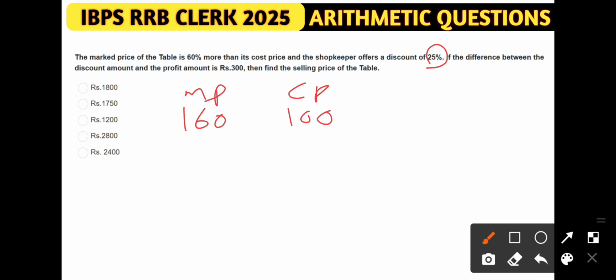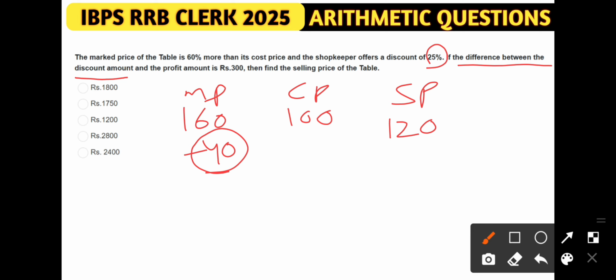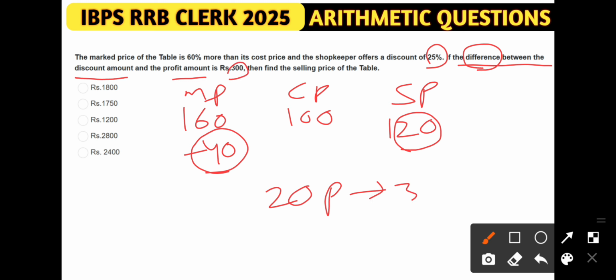1/4 of 160 will be 40. So 40 is given as discount. So it is sold at 160 minus 40, which will be 120. The selling price will be 120. The question asked is the difference between the discount amount, here the discount we got is 40, and the profit amount, here we got the profit of 20. So the difference between them is 40 minus 20, which will be 20 parts.